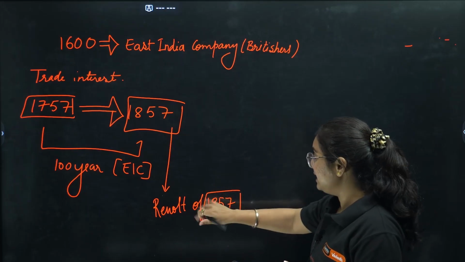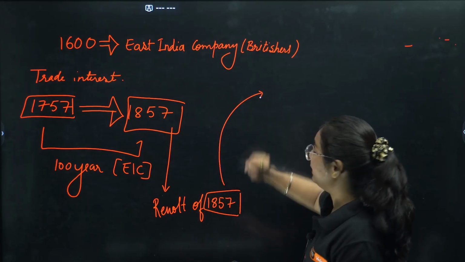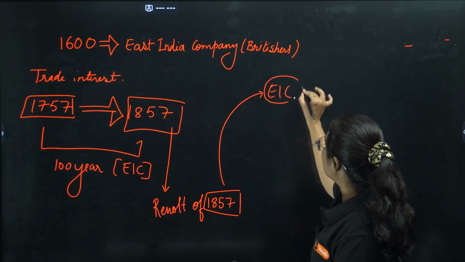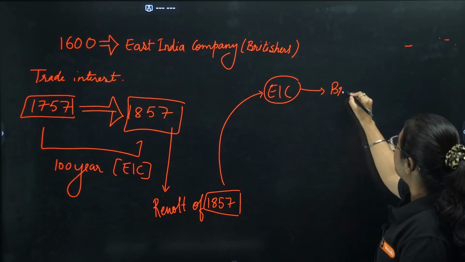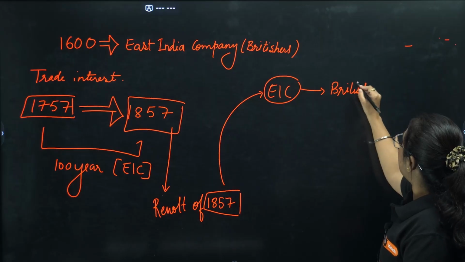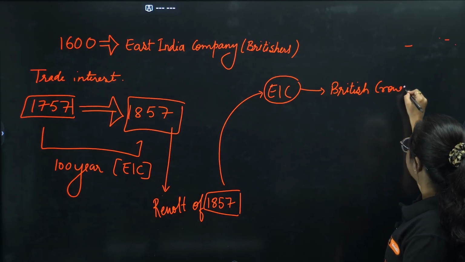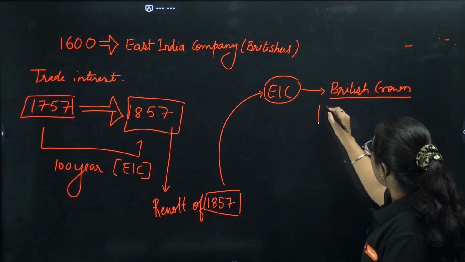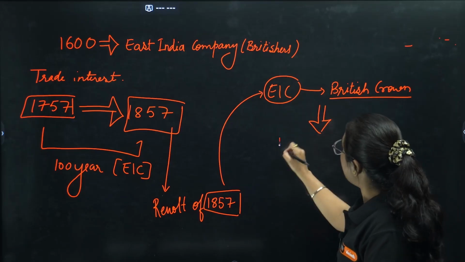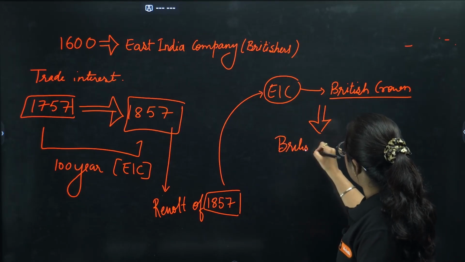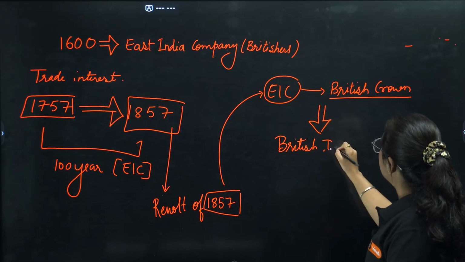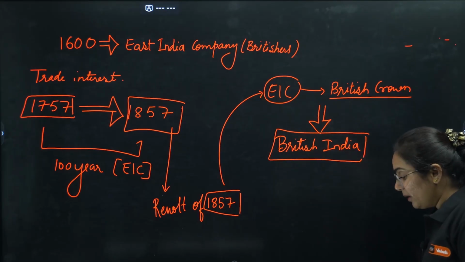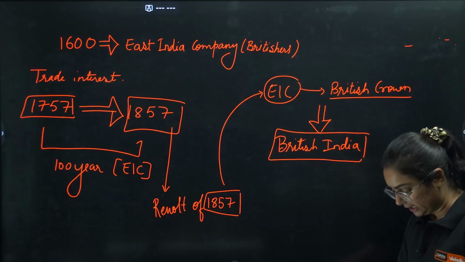So as a result of this revolt of 1857, the powers were transferred from the British East India Company to the British Crown, and now India was known as British India. This is how they captured us. This is how we became a colony of Britishers. Okay, now it was referred to as British India.